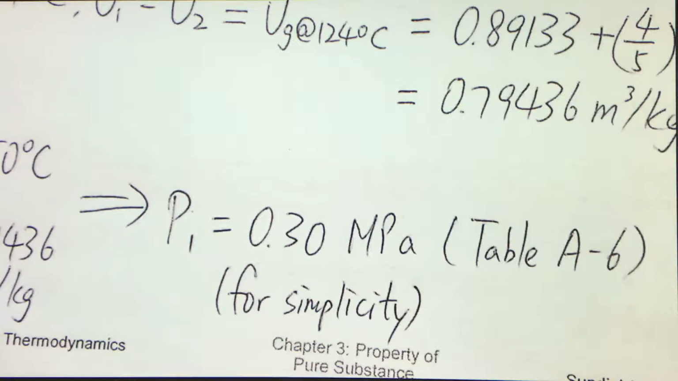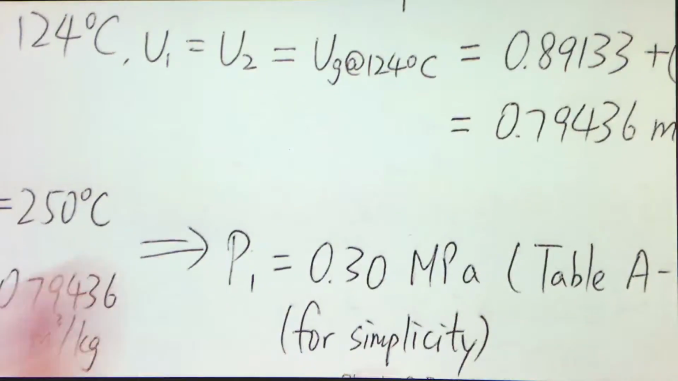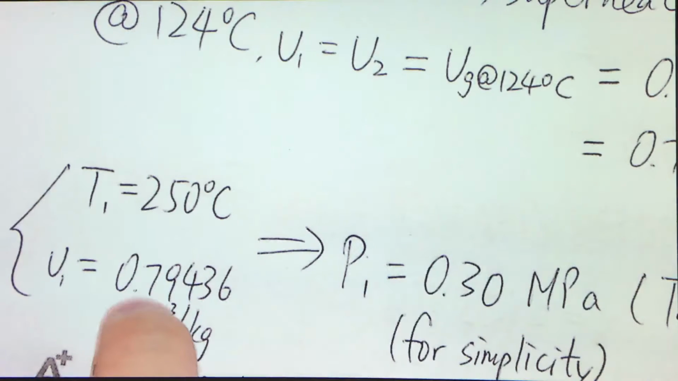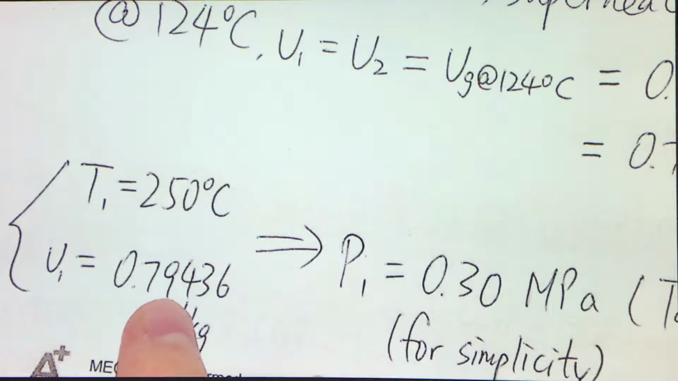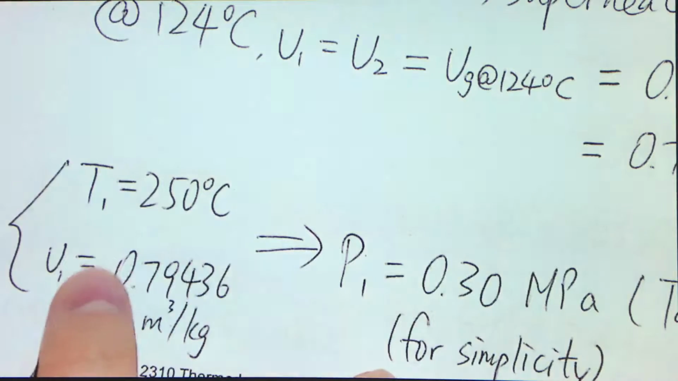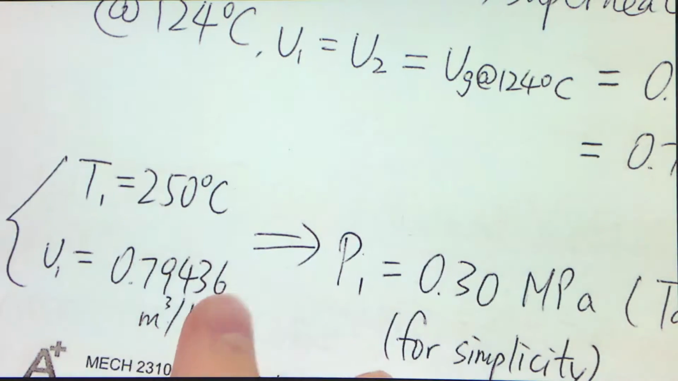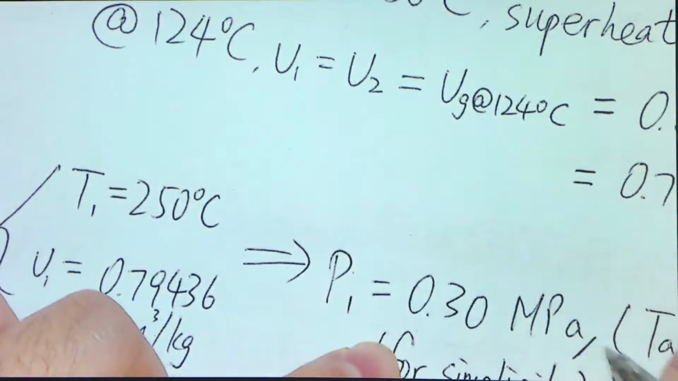Because we have separate tables for different pressures, you need to see at this temperature whether the specific volume is equal to this value or very, very close to this value at a certain pressure. In this case, we find that at 0.3 megapascal, the specific volume is very close to this value. So for simplicity, we just take this value, and this completes our problem.